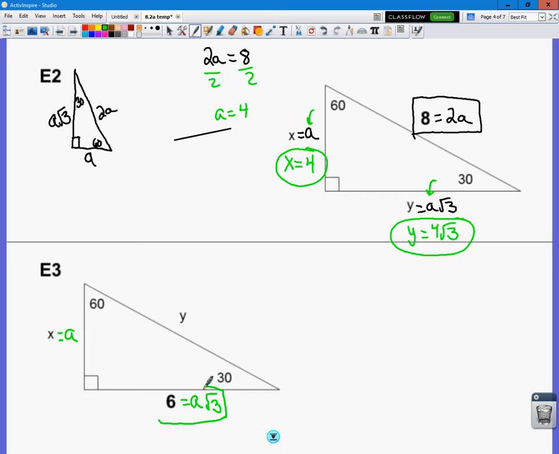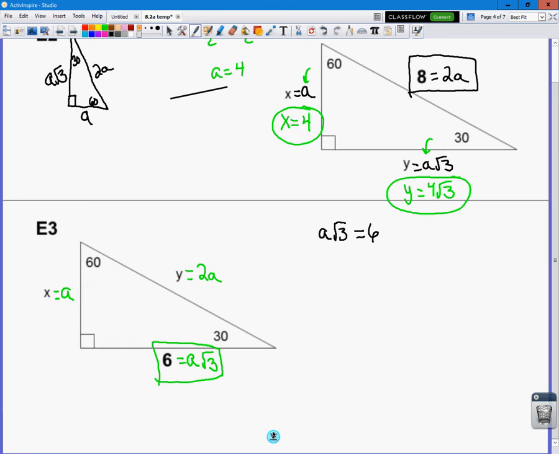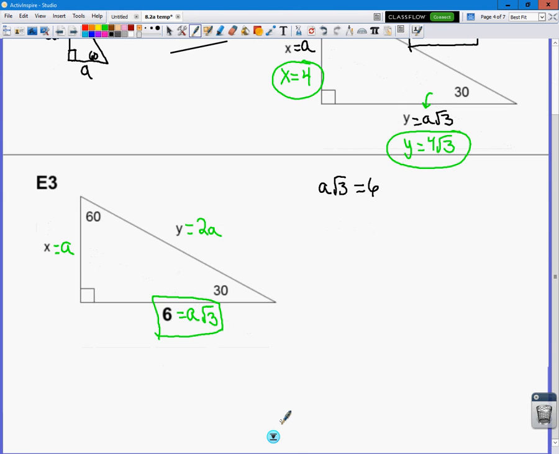Notice it wrote an algebraic equation. Across from the 90 is 2a. So what we have for our equation is this: a square roots of 3 is equal to 6. What would I do to get this a by itself? Divide by the square root of 3.